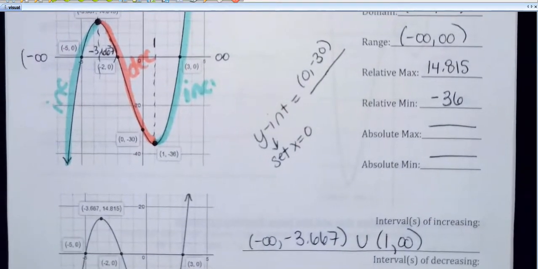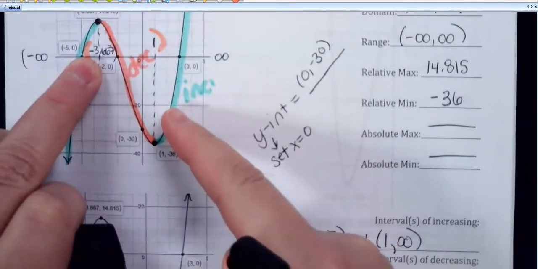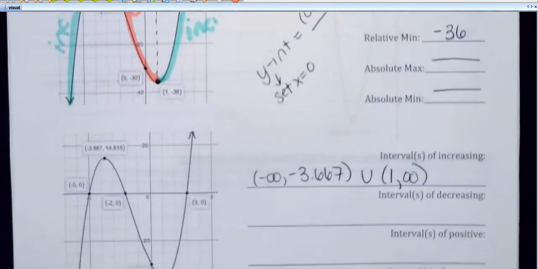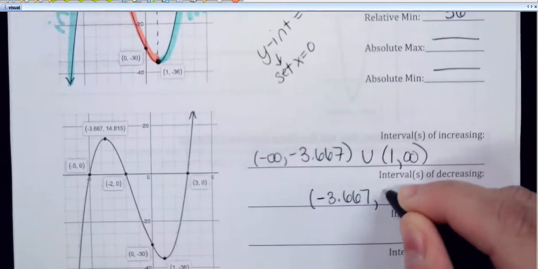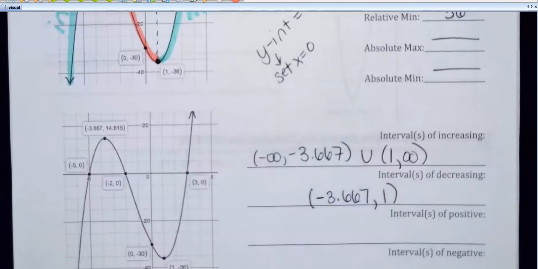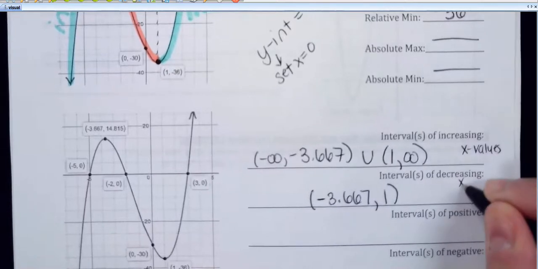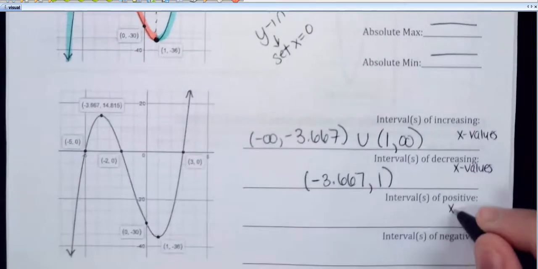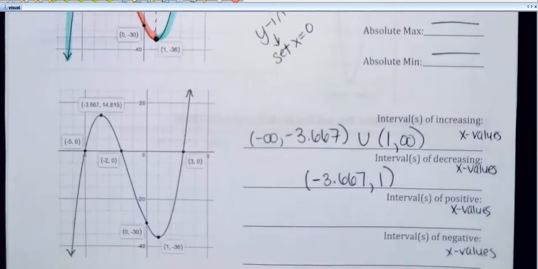Now, the portion of the graph that's decreasing is just right here from that negative 3.667 to 1. And I don't think I can get that on the screen with the graph at the same time, but I'm going to go ahead and scooch this up and write just one interval decreasing there. These are always x values. And this just goes from negative 3.667 to 1. And I'm just using those numbers from the graph. These are always describing parts of the domain. So you want to use x values, and that's true for the positive and negative intervals, which we're going to do on the graph at the bottom of the page here.